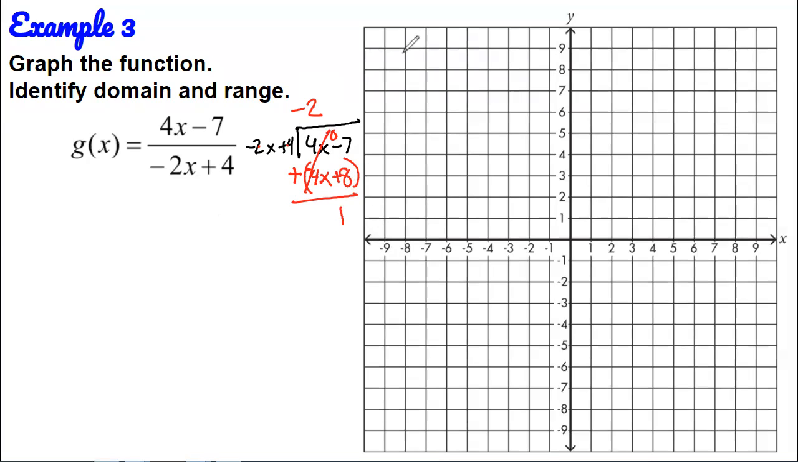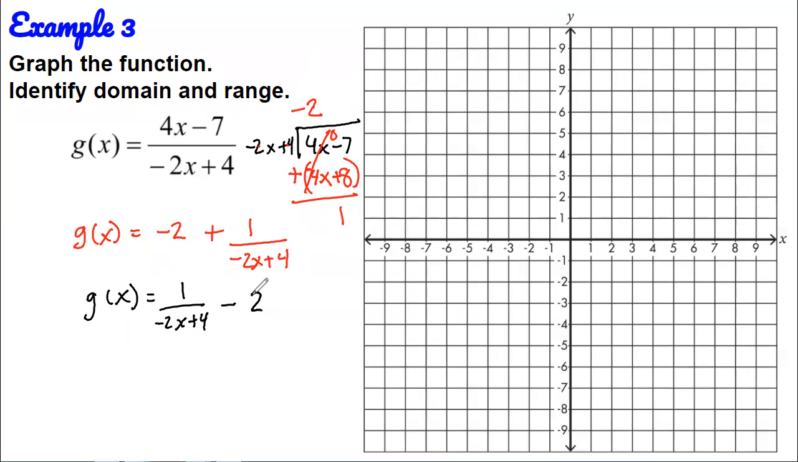So my function should look like this. G of x equals, my whole number is negative 2. My remainder is 1, so plus 1. And my divider is negative 2x plus 4. All right, now let's rewrite it. G of x equals 1 over negative 2x plus 4, minus 2.